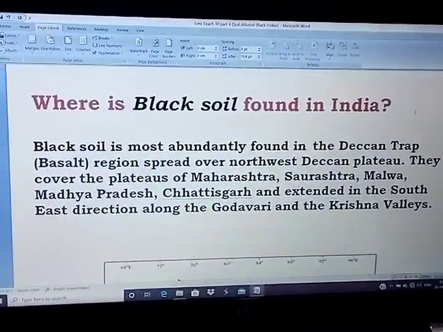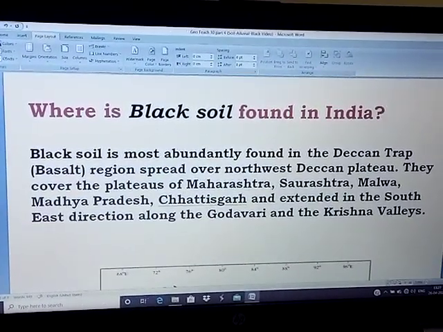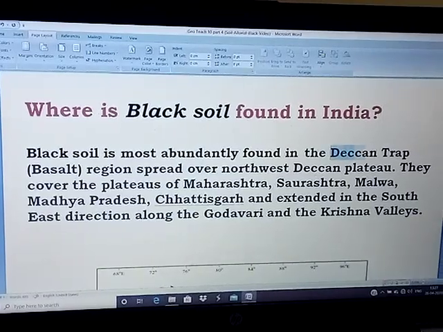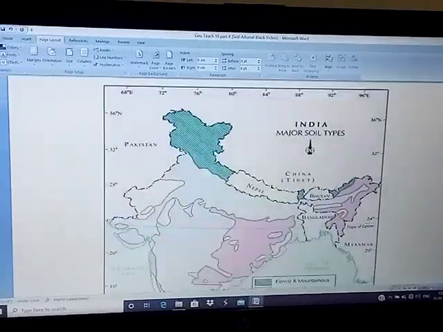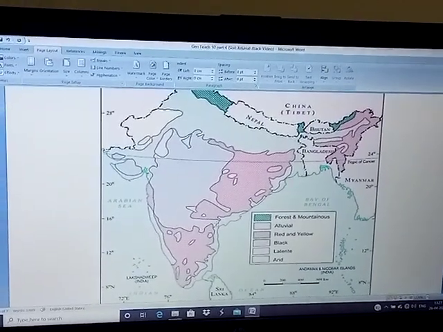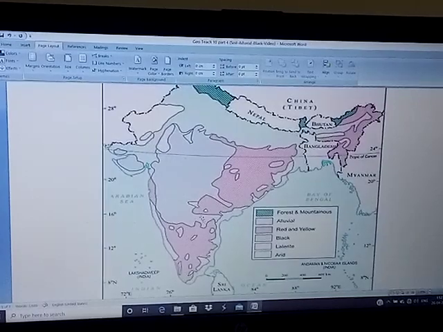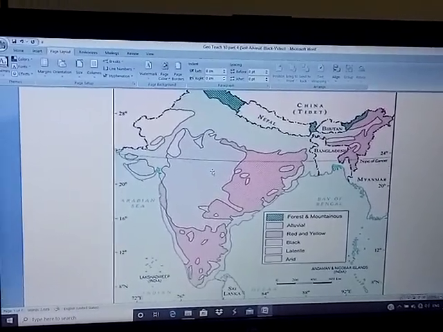Where is black soil found in India? Which part, which region? It is mainly found in the Deccan Trap. Where is Deccan Trap? This is the area. This is called the Deccan Trap. This sign is given for black soil. It should have been black. However, this is the Deccan region.